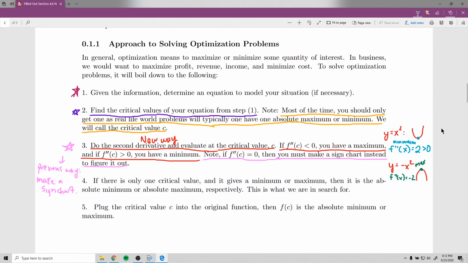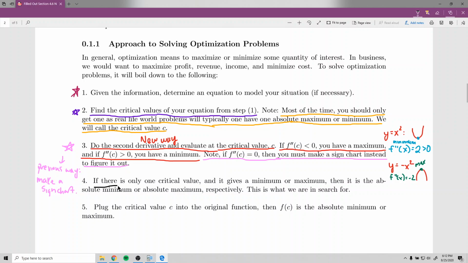Right, so if you want some understanding as to why this is the case, that is why. But once again, you can always do the old way. You don't have to do this new way. If you get your critical values and make your number line and figure out whether it's increasing or decreasing, that works as well. And you don't even have to worry about if the second derivative is 0.